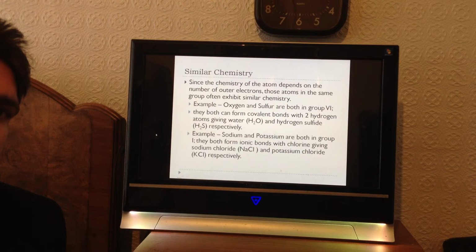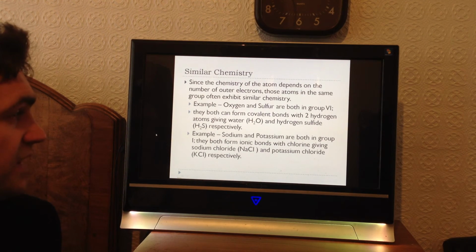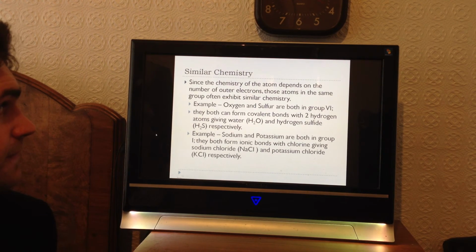The periodic table is arranged into groups because of the importance of its outer electrons. In our example with water, sulfur behaves in a similar way, forming H2S, hydrogen sulfide. Similarly, sodium and potassium react in the same way, forming both chlorides.